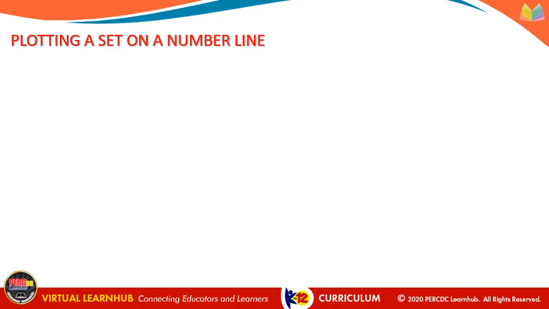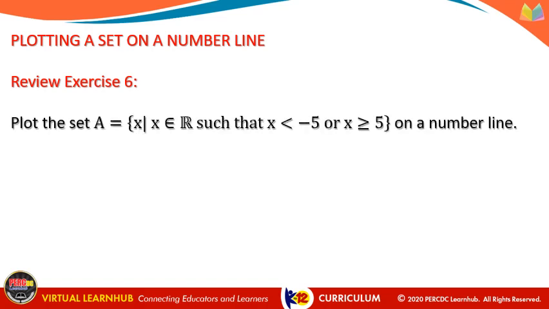Let's have one review exercise before we go to our actual topic. Plot the given set on a number line. So sabi dito, set A contains X in such a way that X is a real number such that X is less than -5 or X is greater than or equal to +5.